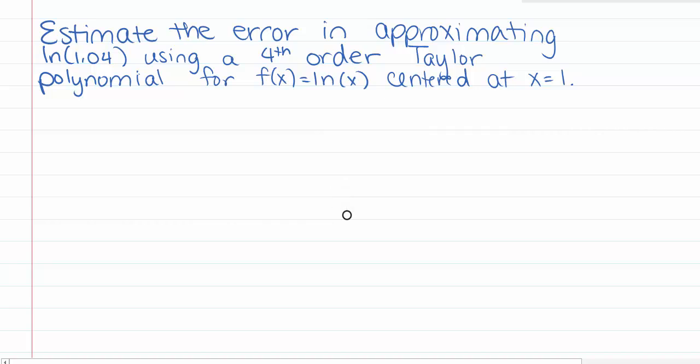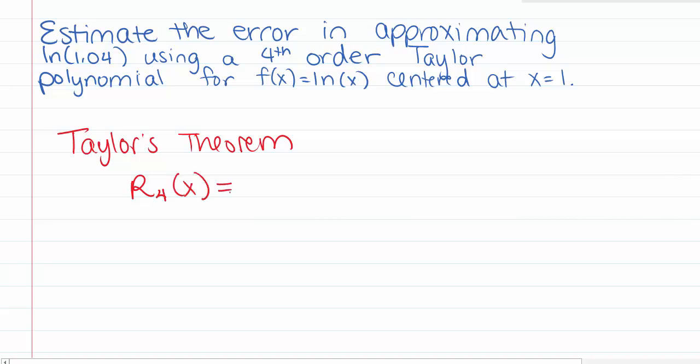This problem asks us to estimate the error in approximating natural log of 1.04 using a fourth order Taylor polynomial for f of x equals natural log of x centered at x equals 1. So we've just actually found this estimate, right? And we actually even compared with the calculator value and said that for about the first 6 decimal places, it looked like it was correct. But let's use Taylor's theorem to get a bound on this error and see if it makes sense compared to what we've already found.